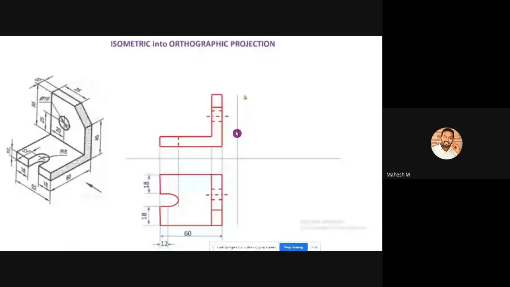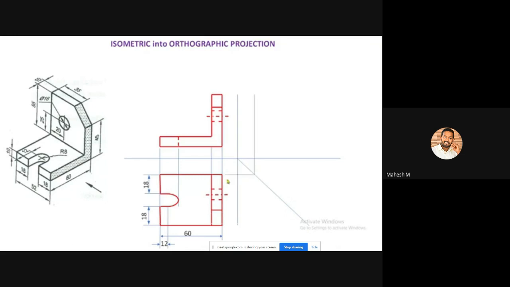So now you have created a vertical line and also a horizontal line. The condition is that you have to create an inclined line at this center point with an angle of 45 degrees. This is the center point of your orthographic projection. At this point you have to create a 45 degree inclined line.